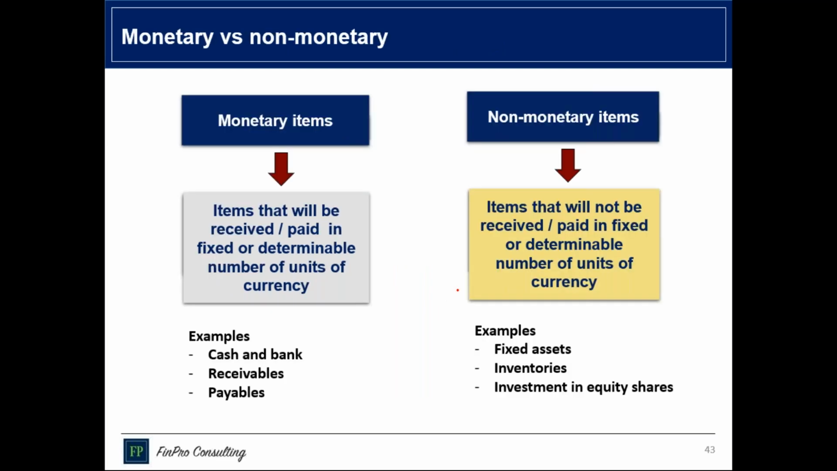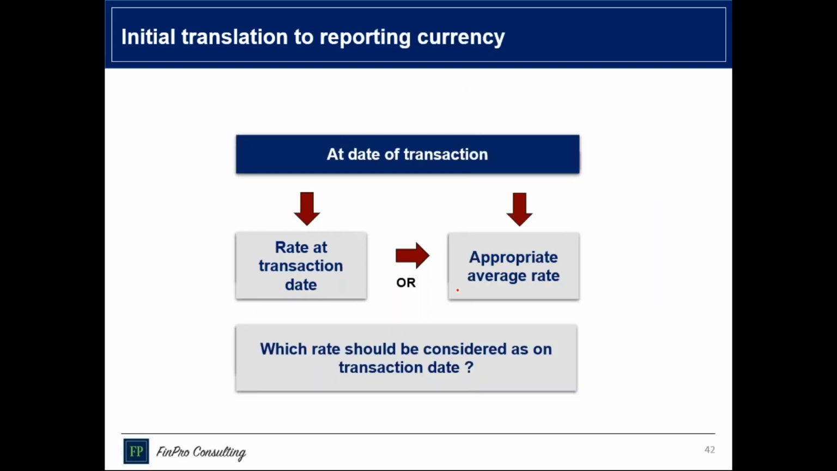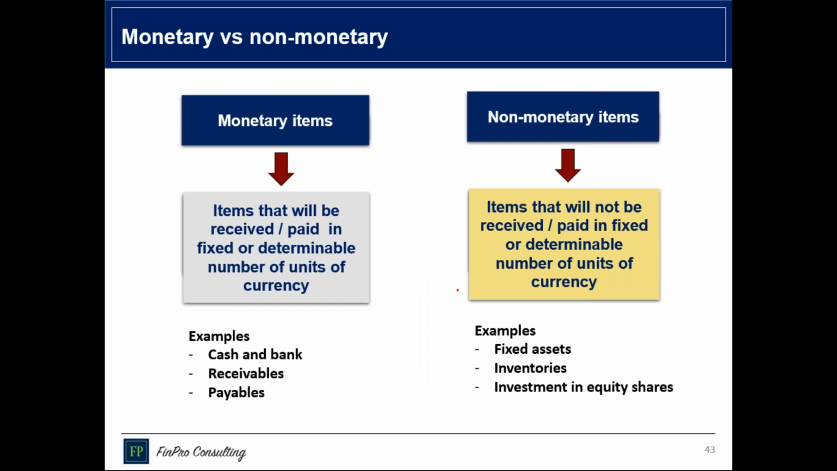Now, this was for the initial translation, right? After initial translation, there could be debtors and creditors which are still sitting on your balance sheet. So what happens at the subsequent translation? For subsequent translation, we need to bifurcate a particular asset or a liability into monetary items and non-monetary items. Monetary items are those assets and liabilities that will be received or paid in a fixed or determinable number of units of currency. So I know for sure that this amount I will get on today's date.